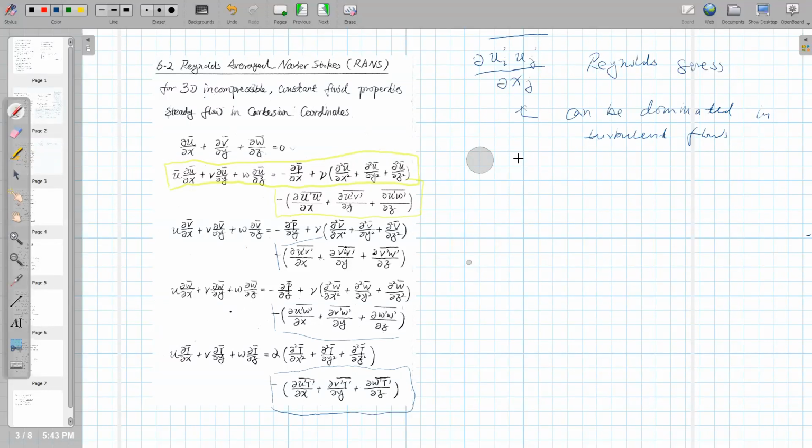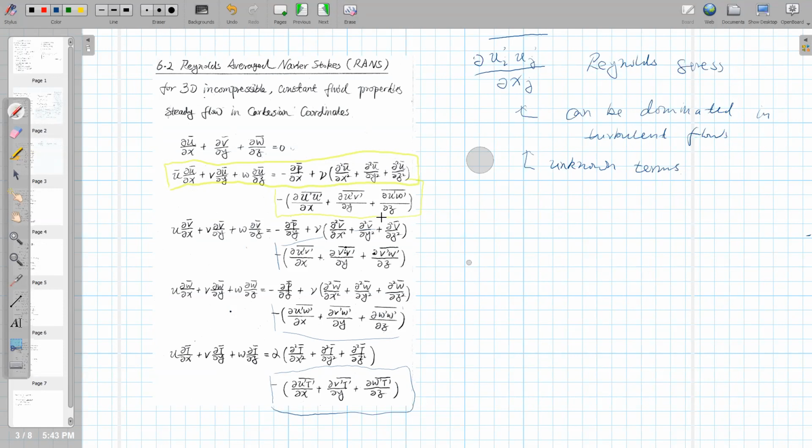One thing, this term is important, but it also brings challenges. The reason is, how do we know these values? Because we do not know what the U prime V prime averaging, U prime W prime averaging, U prime T prime correlations are. We do not know these terms. So they are all unknown terms.